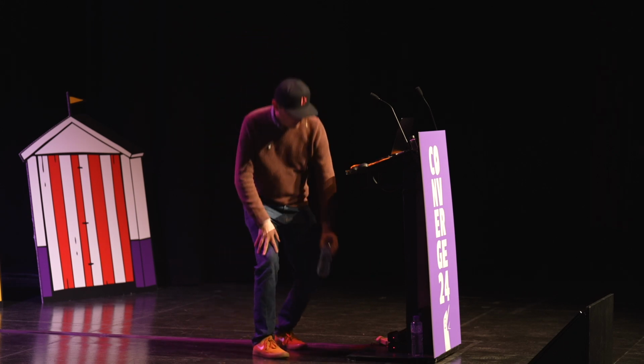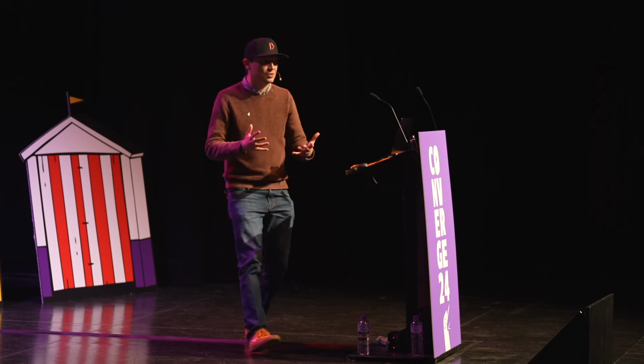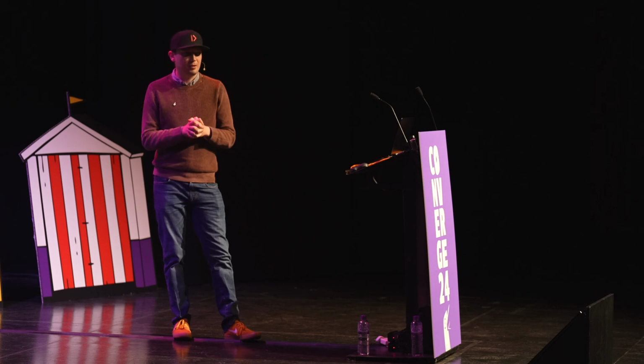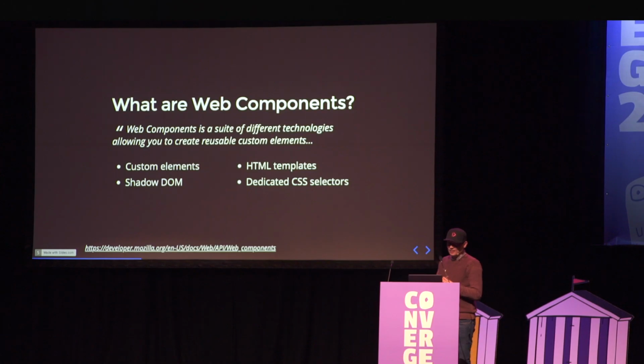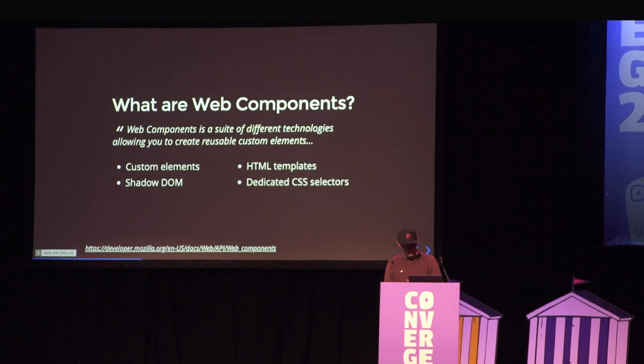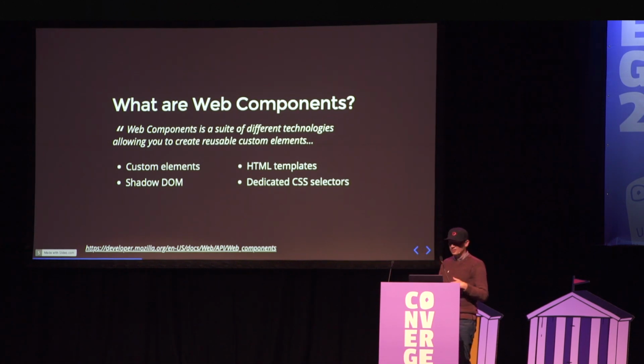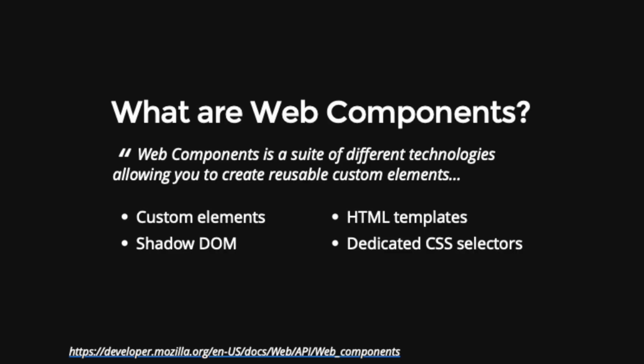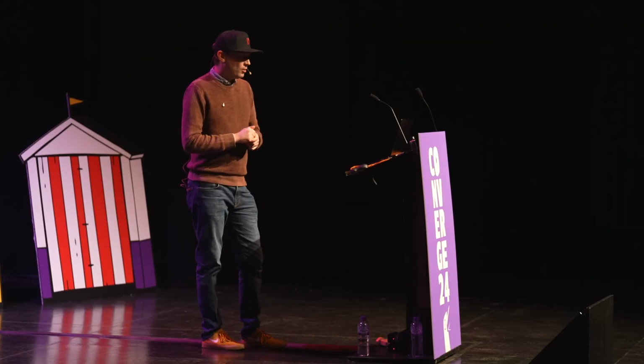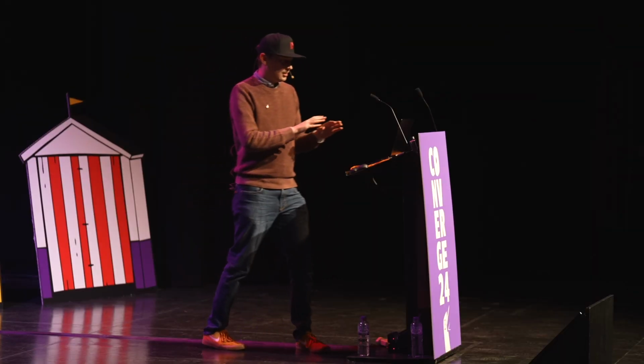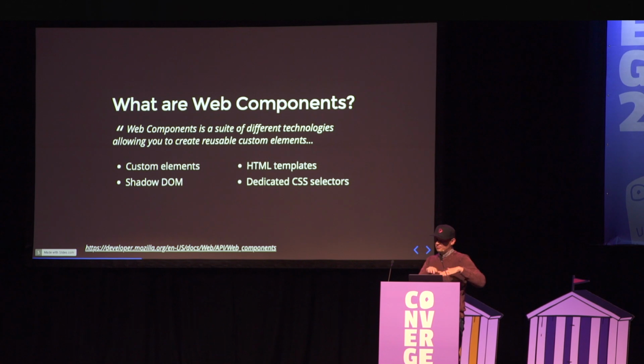So what are web components? Web components are a set of tools that are part of the browser, a JavaScript API. It comprises custom elements, HTML templates, shadow DOM, and a set of dedicated CSS selectors. You can style it, customize it and utilize it. I won't go into all of these. I'm going to try and keep somewhat surface level with custom elements and the CSS selectors.